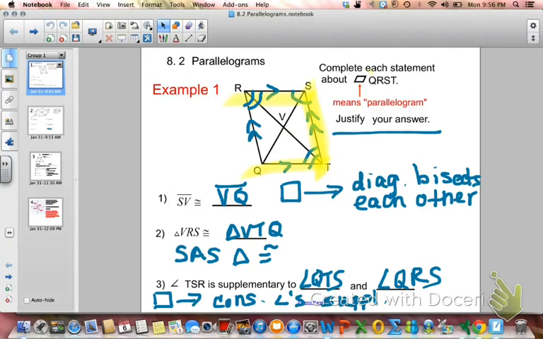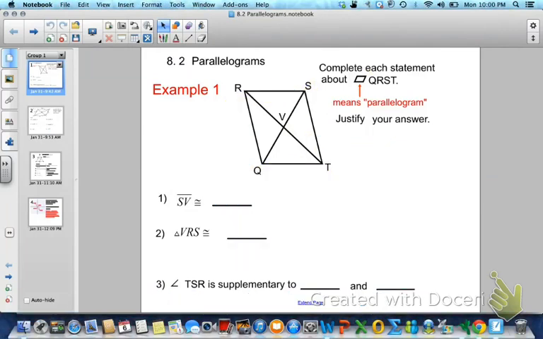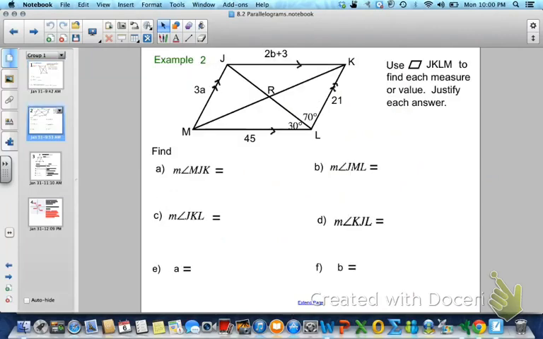Let's look at another example, and in all of these problems, we're going to actually look at measures of angles. So we're going to actually get their values, and then we'll look at a couple sides as well. So I'm going to start by looking at letter A, angle MJK, right here. And remember that we're dealing with a parallelogram, so let's just put in a parallelogram for all of these.